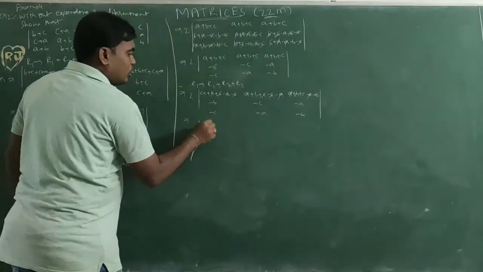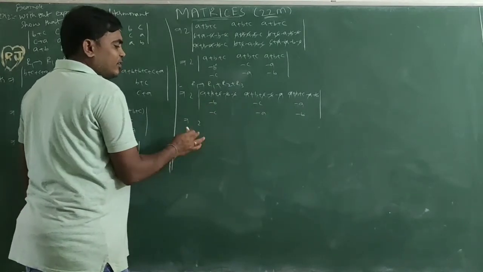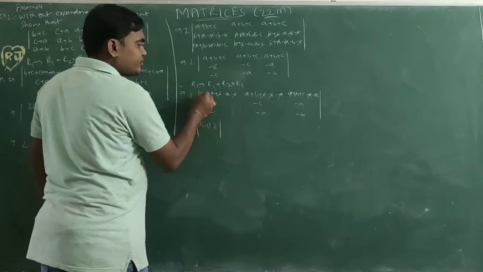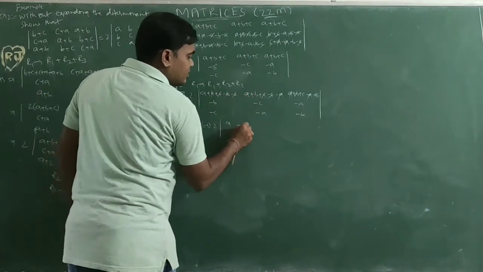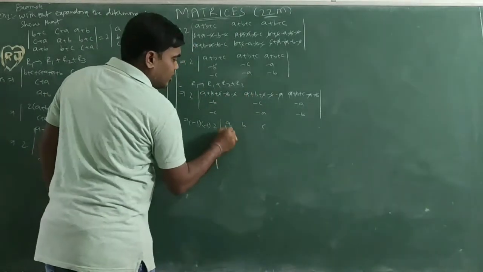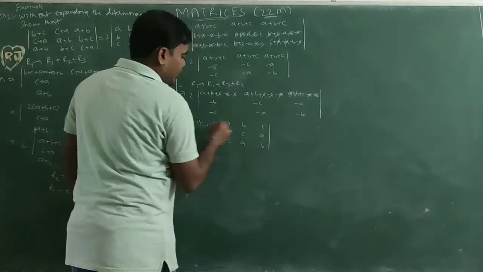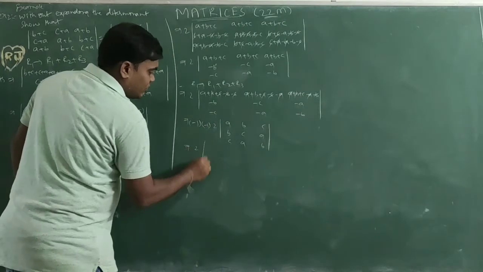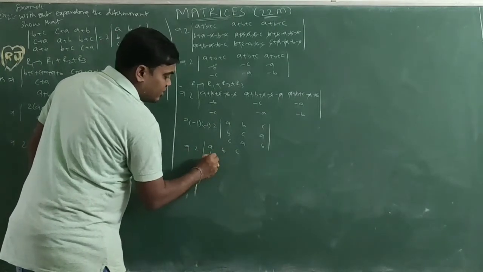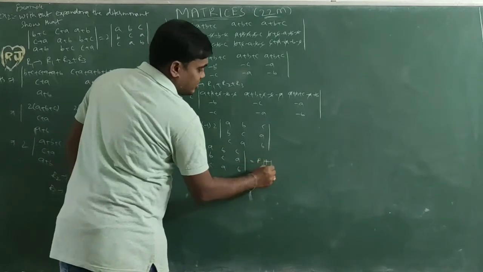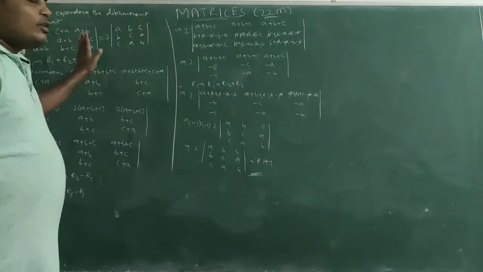Remaining is 2 of. So in this I am taking minus common. 2 of A, B, C, B minus common: B, C, A, C, A, B. So minus into minus is plus. So 2 of A, B, C, B, C, A, C, A, B. So this is the right-hand side, and this we needed to prove.